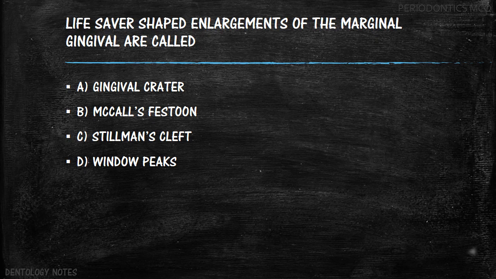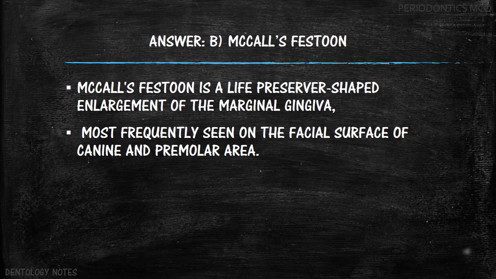Lifesaver-shaped enlargements of the marginal gingiva are called: A. Gingival crater. B. McCall's festoon. C. Stillman's cleft. D. Window peaks. Answer: B. McCall's festoon. McCall's festoon is a life preserver-shaped enlargement of the marginal gingiva, most frequently seen on the facial surface of the canine and premolar area.